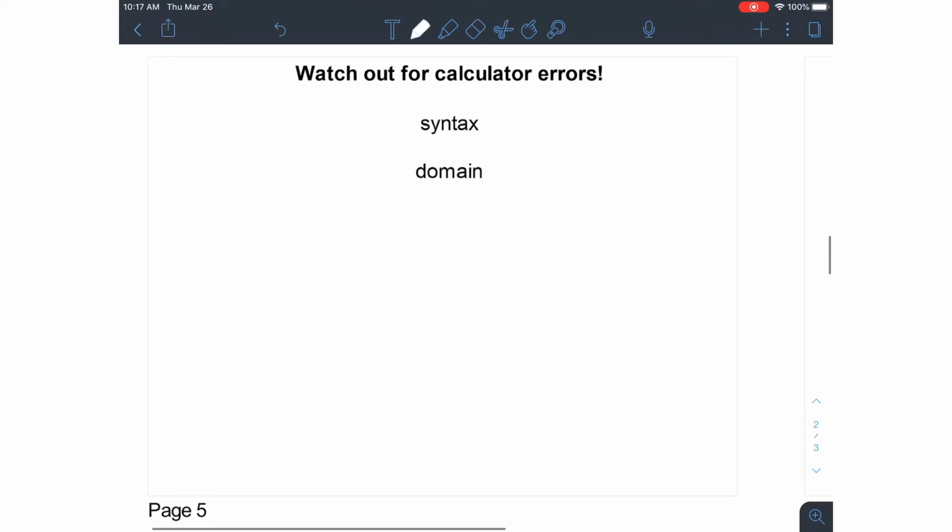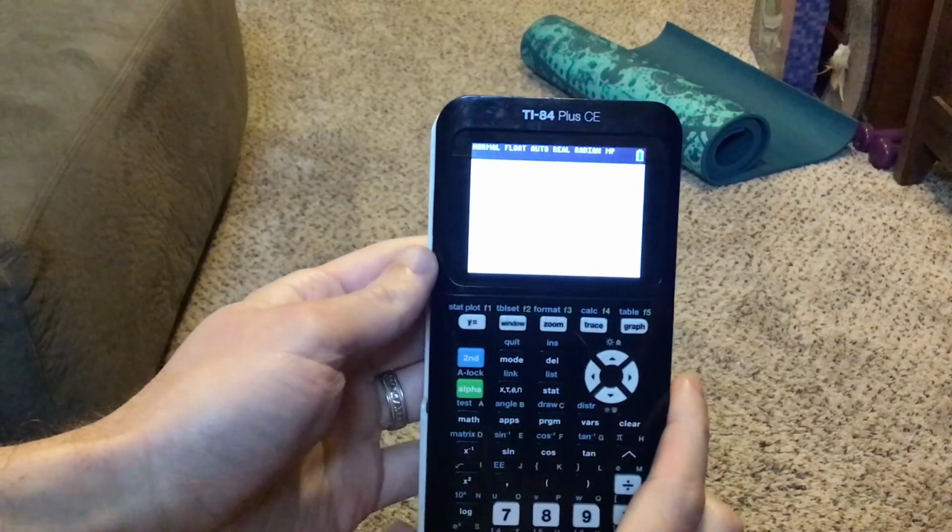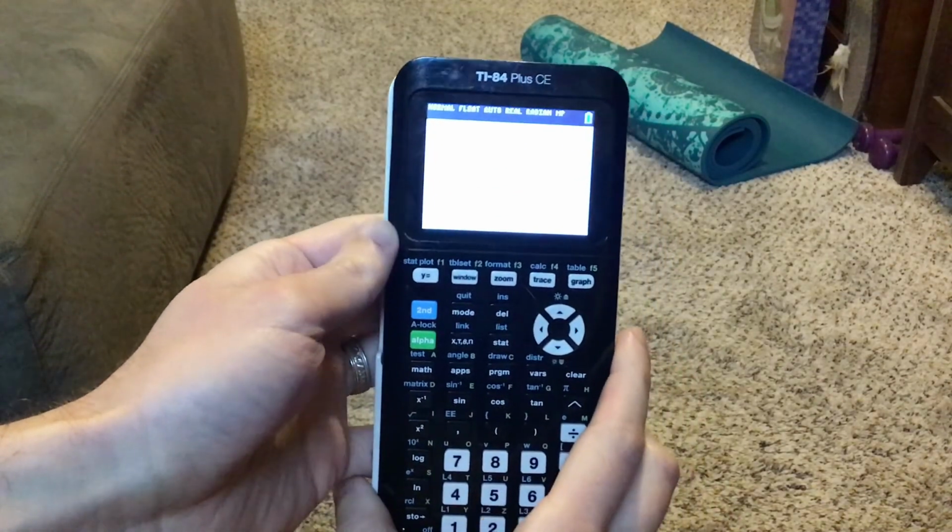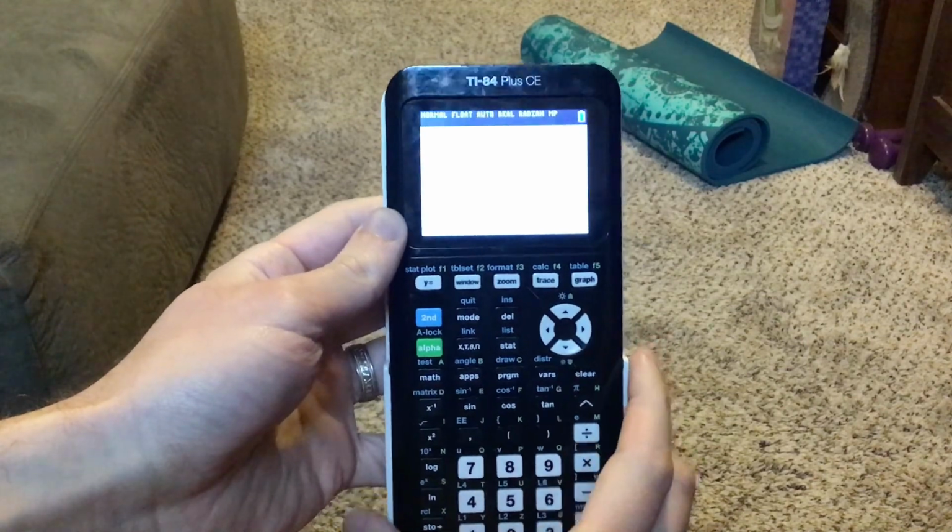Since we're going to be using our calculators more often, there's going to be some calculator errors that you are going to see, and two of them that I'm going to highlight are syntax error and domain error. So I'm going to cut away and demonstrate with my calculator how these errors occur and how you fix them, and then I'm going to come back and continue with the rest of the notes. So I wanted to just quickly show you a couple of the common mistakes that you might find when you are trying to use your calculator.